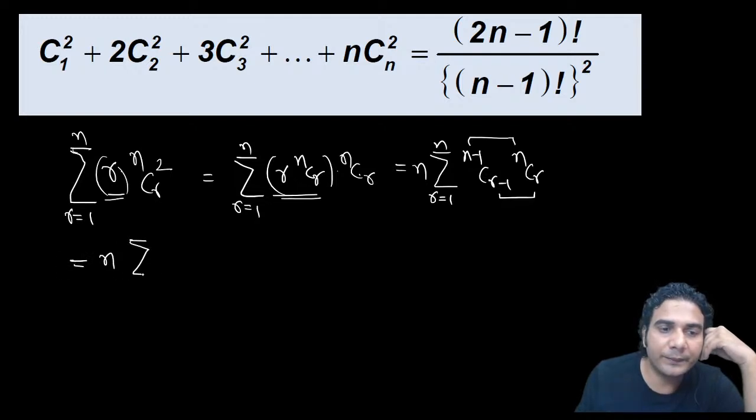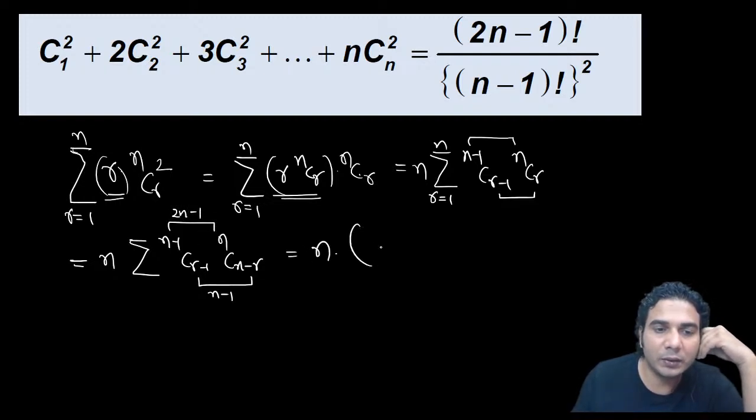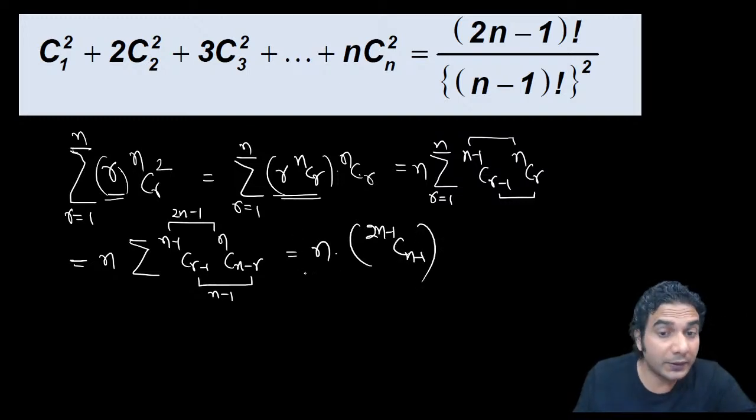So now this sigma, it is n minus 1 CR minus 1, and I'm changing the second one, so NC n minus R. Now you can see this sum is n minus 1 and this sum is 2n minus 1. So what is the answer? n into 2n minus 1 C n minus 1. This is going to be our answer.